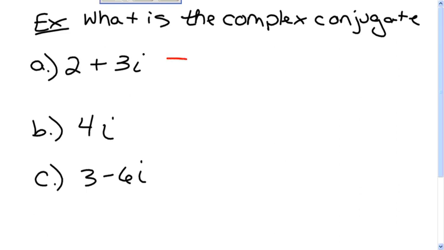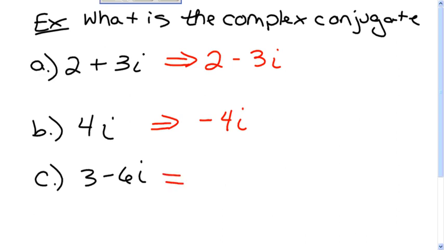So the first one, its complex conjugate is 2 minus 3i. The second one's complex conjugate is negative 4i, even though there isn't a real part. And my third one is 3 plus 6i. It strictly changes the sign of the imaginary part, going from positive to negative.